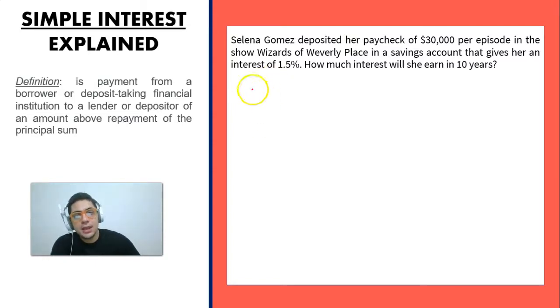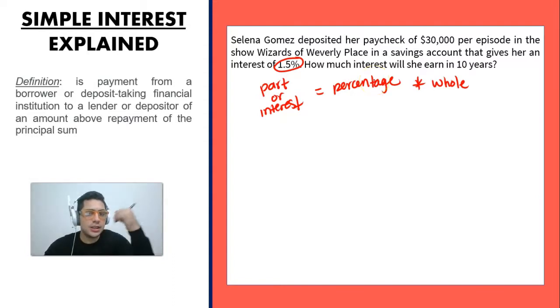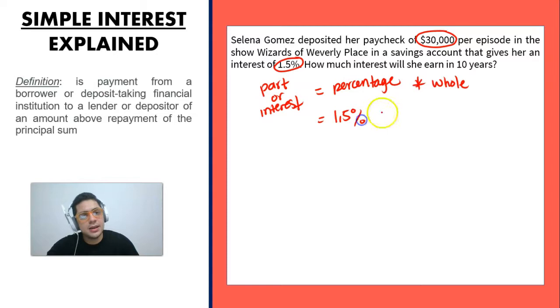So guys, remember the part or the interest she's going to earn each year is going to be equal to the percentage or the percentage of interest, which in this case is 1.5%, multiplied by the whole. In this case, the whole is going to be the total amount of the principal money, which is the amount of money that she's going to put in the bank, which is $30,000. So the percentage is 1.5% multiplied by the whole, which is $30,000.